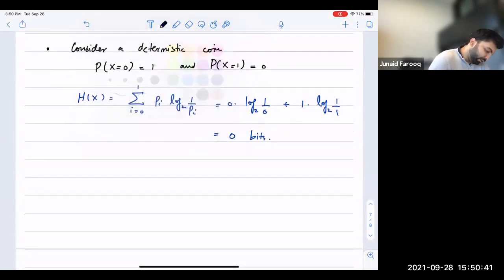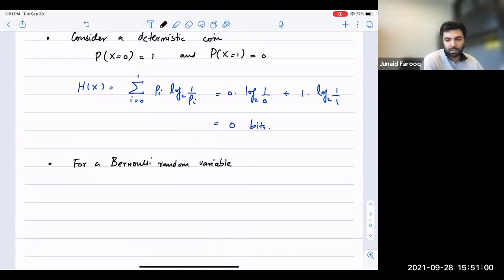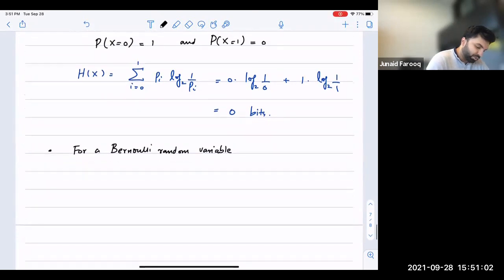Now, finally, the generic case. Consider you have a Bernoulli random variable. Bernoulli is like a coin toss experiment, but with a generic probability. So the probability that x equals 1 is p, and the probability that x equals 0 is 1 minus p.